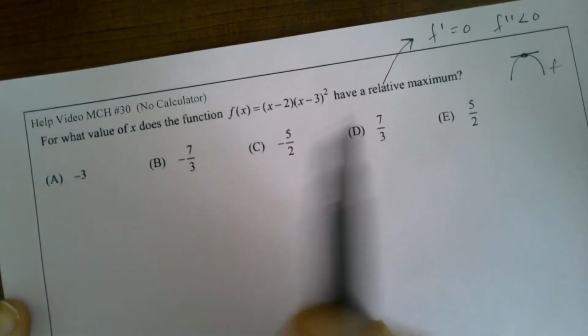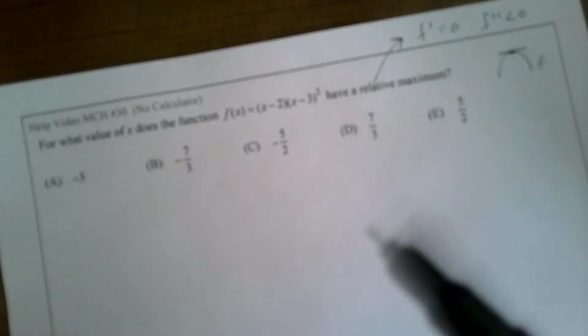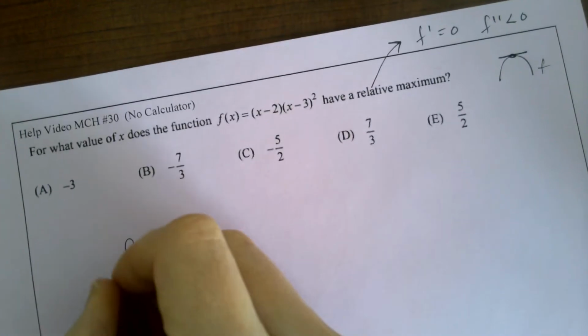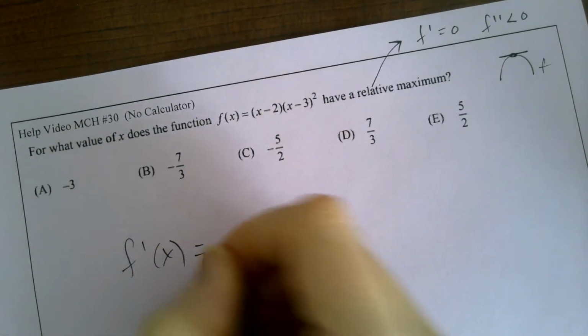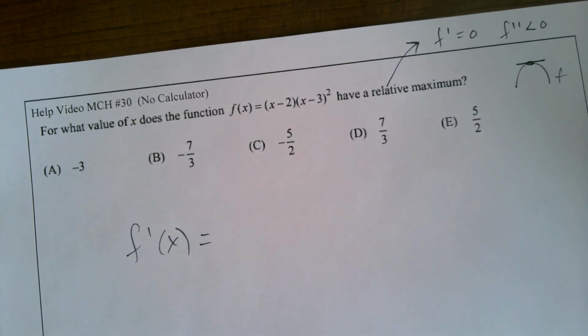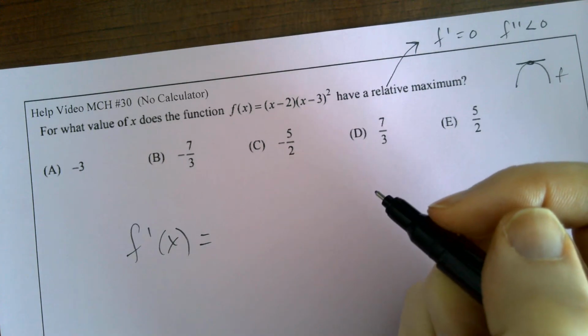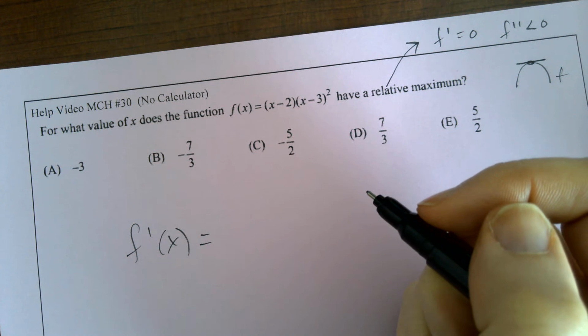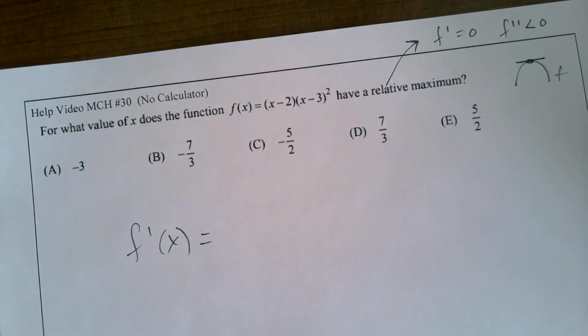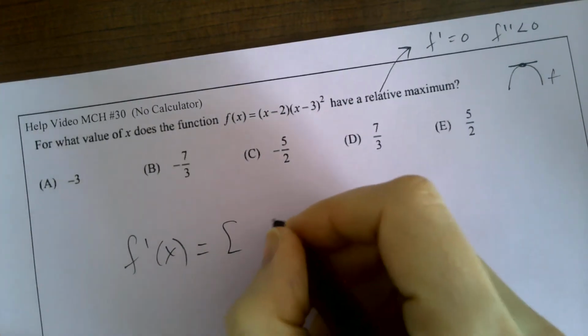All right, so let me find f prime first. For f prime of x, I'm going to need product rule. Guys, use brackets if you want to. I'm not going to use the brackets. I'm just going to go for it. Actually, no, let me use the brackets in case it helps anyone.